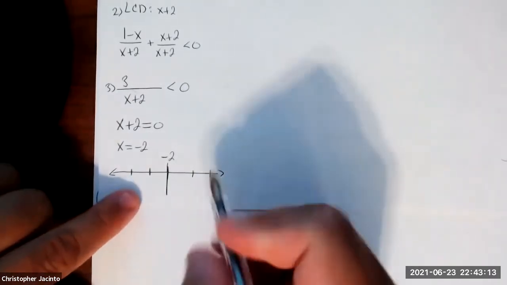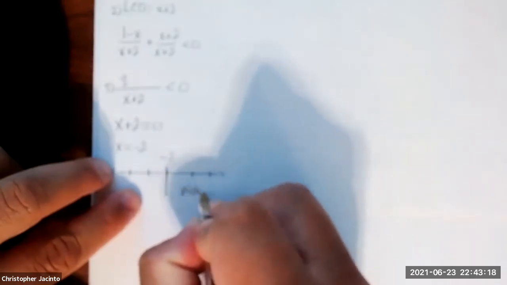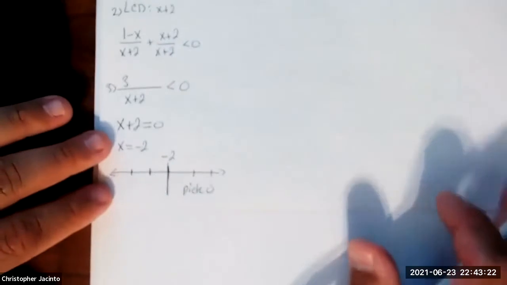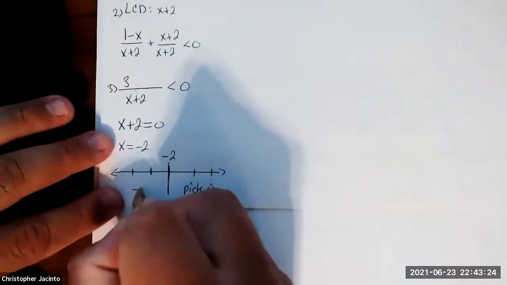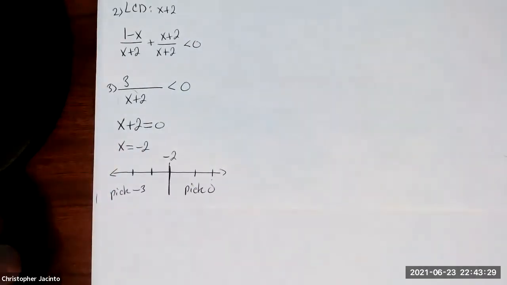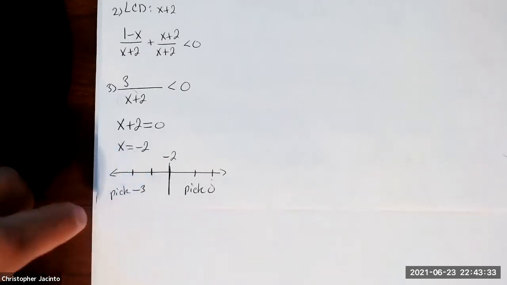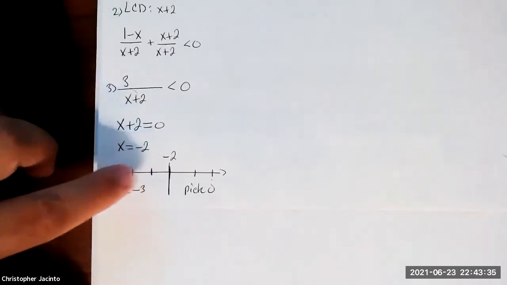So you can pick, I'm going to pick 0, since 0 is right here. I'm going to pick 0 because it's on that side. And then you're going to do the same thing on the other side. So I'll just pick -3. That's on this side of -2. Everybody good? Why? I picked 3, 0. Or you can pick any numbers as long as you follow that framework.